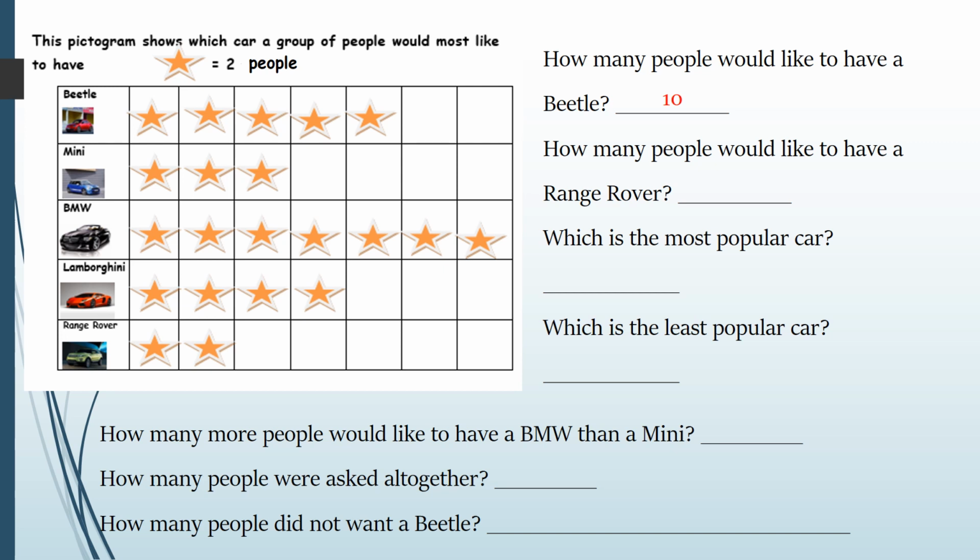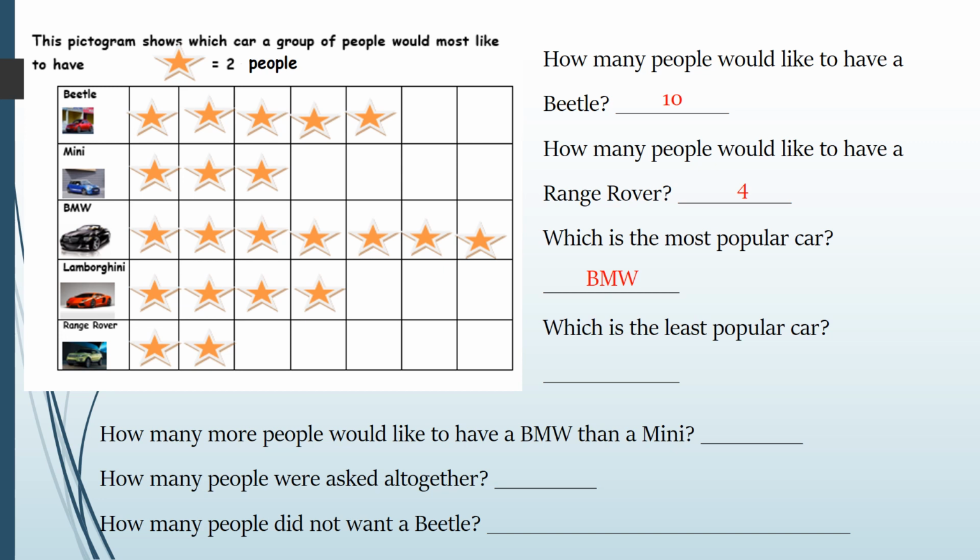So Range Rover down the bottom of the pictogram. If you look, there's 2 stars, so that's 2, 4. So 4 people. The next question asks which is the most popular car. So that means which one will have the most number of people who like it. So if you look at the pictogram, you can clearly see the BMW has more stars. So the answer is BMW.